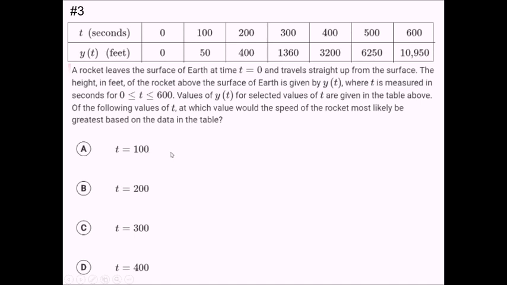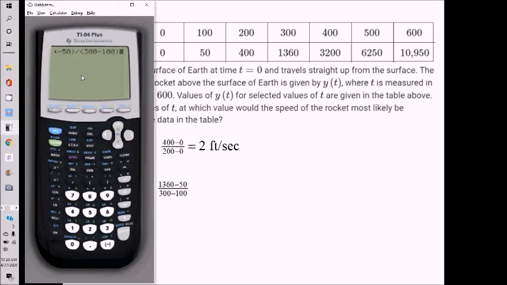So I'm going to find the average rate of change on the interval from 0 to 200 seconds. I've got the y values. That's going to be 400 minus 0 over the x values, 200 minus 0. And this is a calculator problem, but I'm just going to do this one in my head. 400 over 200 gives me 2 feet per second. Okay, well, let's estimate some other ones. For 200, that's between 100 and 300. So I'm going to do 1360 minus 50 over 300 minus 100. And let me do that on the calculator. So here I am plugging this in on the calculator.